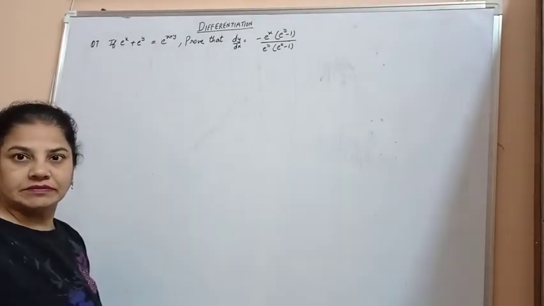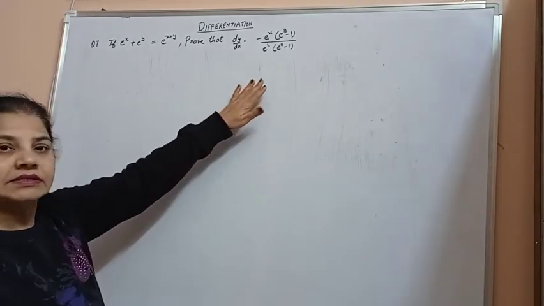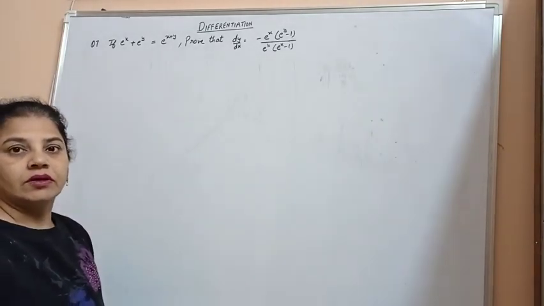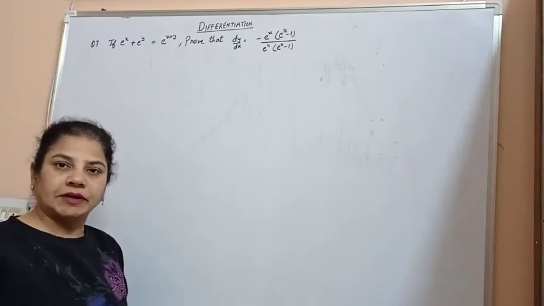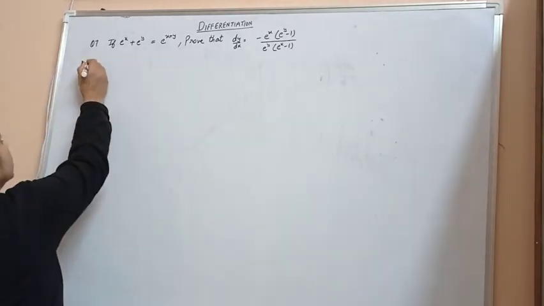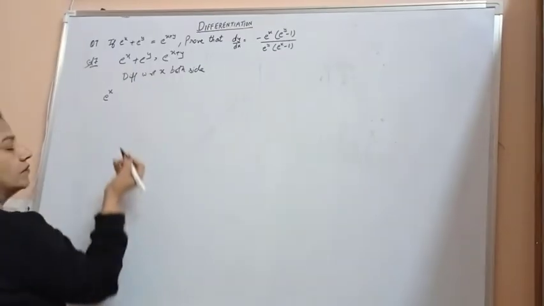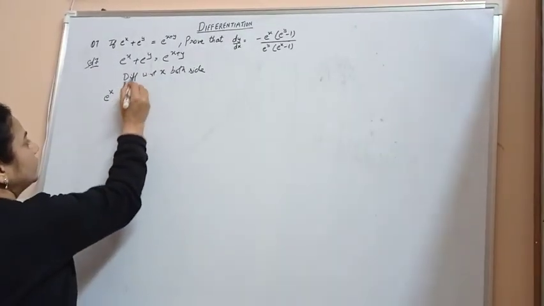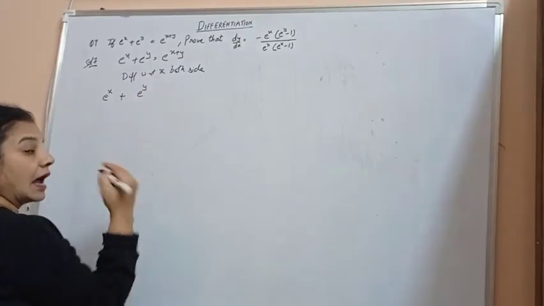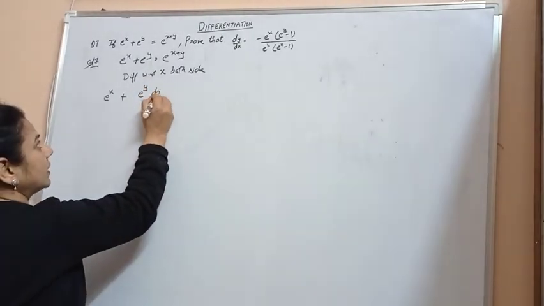Function is given to us as e^x + e^y is equal to e^(x+y). We have to prove that dy/dx is this given function. To calculate dy/dx, we differentiate both sides with respect to x. So first of all, since the function is e^x + e^y equal to e^(x+y), differentiate with respect to x both sides. So we have the exponential function e^x, the derivative is e^x itself, and for e^y, again it is e^y, and differentiation of y is dy/dx.